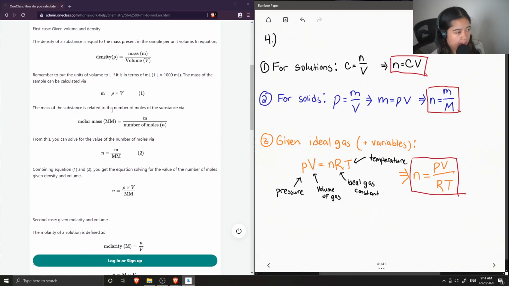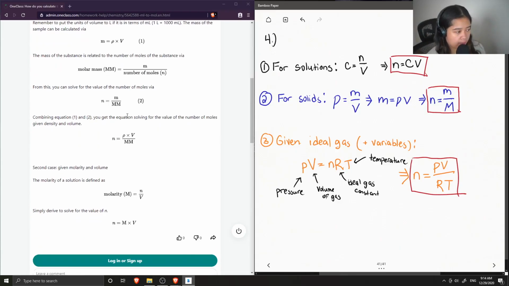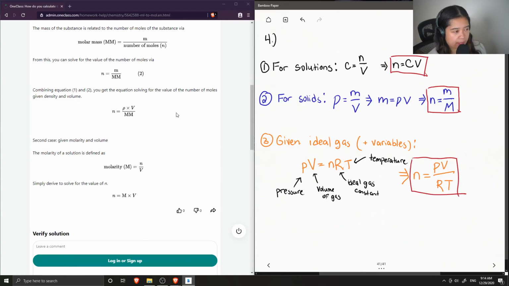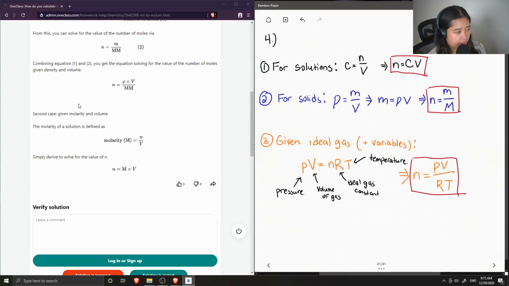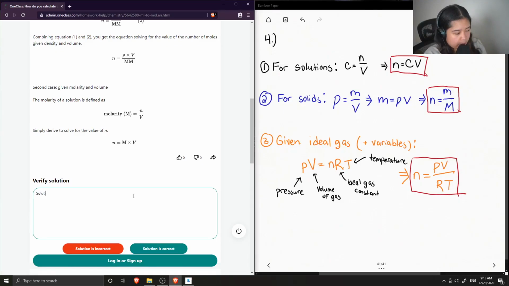Mass of the substance is related to the number of moles of the substance. And then they show that molar mass is equal to mass over number of moles. From this, you can solve for the number of moles by dividing mass over molar mass. And then they just combined the two equations to show how one would do that. Second case, given molarity and volume, they have molarity or concentration is equal to number of moles over the volume. To find number of moles, you would multiply concentration and volume. So this solution is correct.